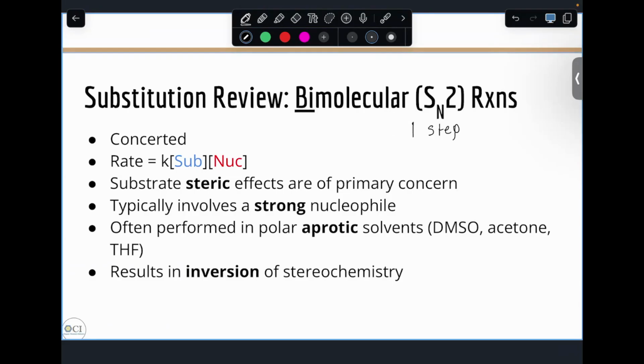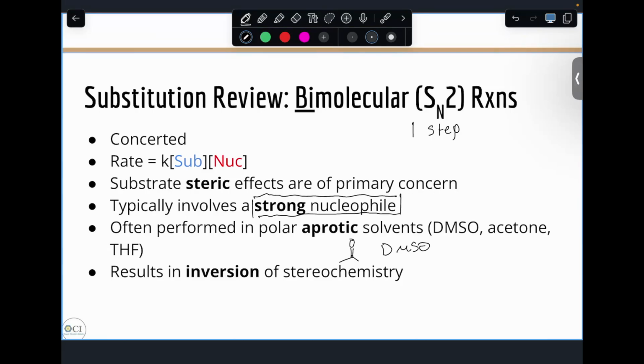And the most important thing is the strength of your nucleophile. So you need a strong nucleophile. And typically these type of reactions are done in polar aprotic. Can someone describe what a polar aprotic solvent is? Yeah, no H bonding. So that's something like ketones or DMSO, common ones.